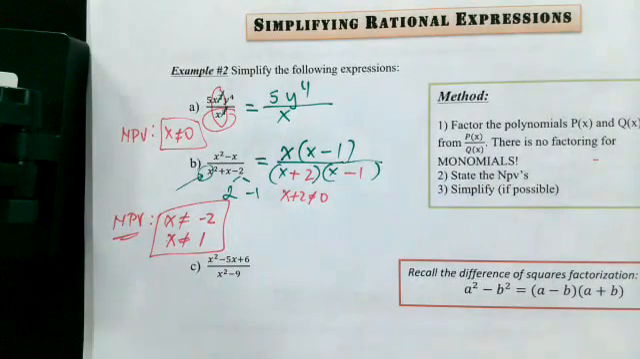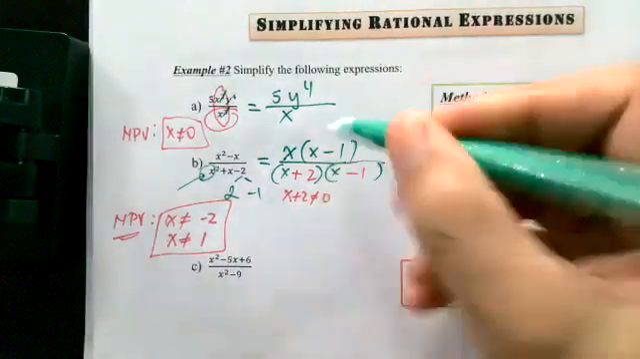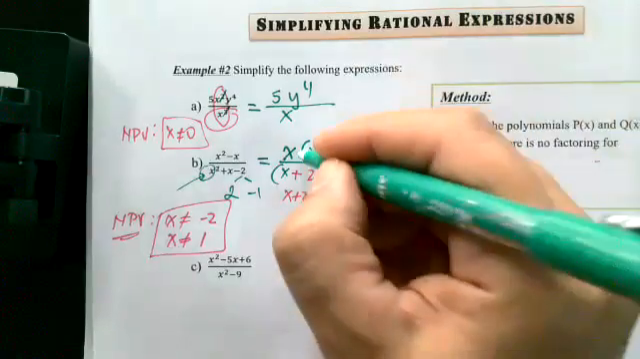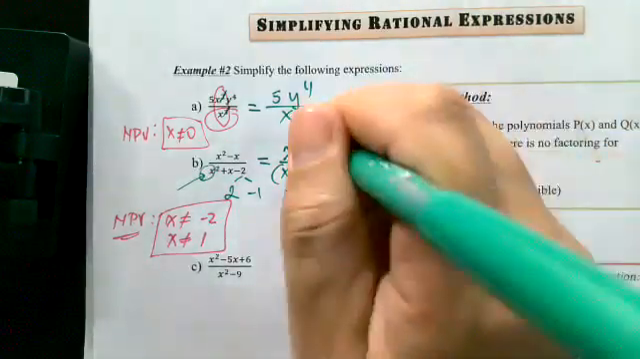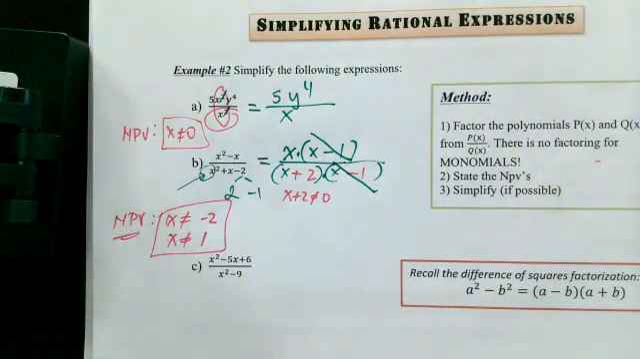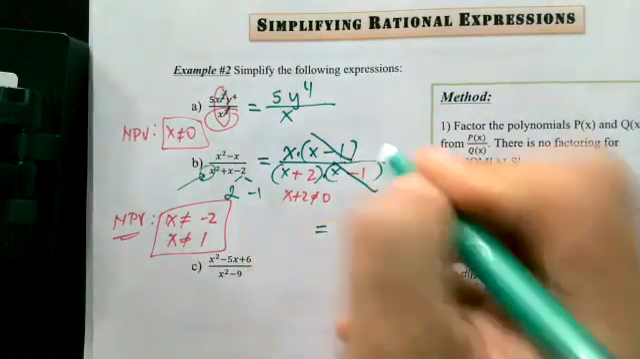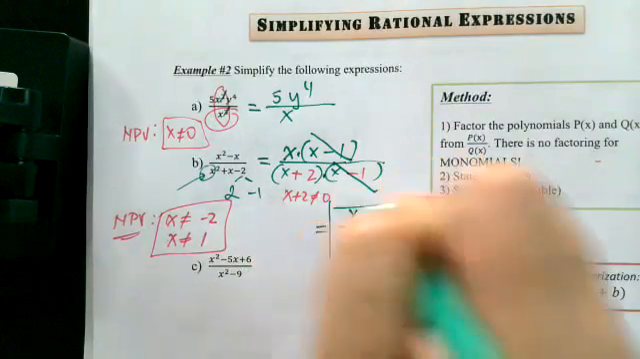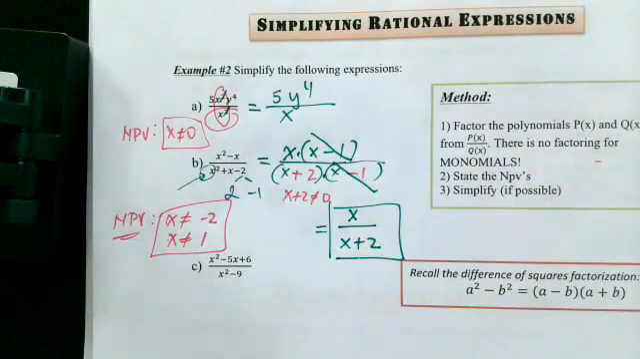Now we can proceed with canceling, okay. I have an x minus 1 bracket and an x minus 1 bracket. These are factors, so they're multiplied. I'm allowed to cancel the entire bracket. And we are left with x at the top, x plus 2 at the bottom.